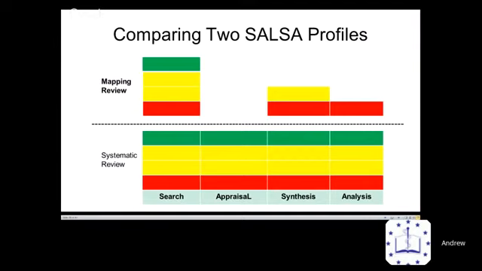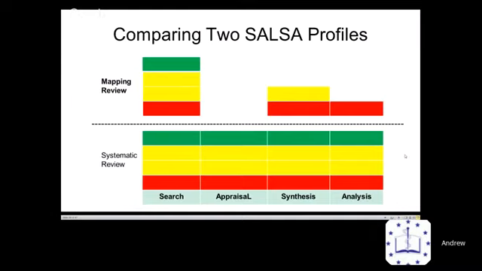Here you can see the 4 elements. In the top part of the picture, for a mapping review, searching is very extensive, appraisal is often non-existent, synthesis is moderate, analysis is fairly superficial. For a systematic review, that's our benchmark of intensive searching, intensive appraisal, intensive synthesis, intensive analysis. And I'm looking forward to developing more of these profiles for the 50 shades of review.